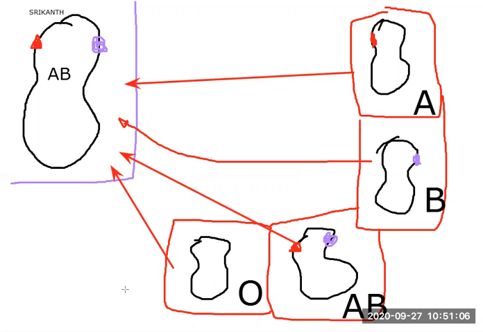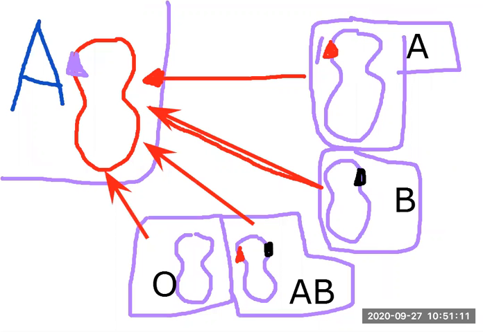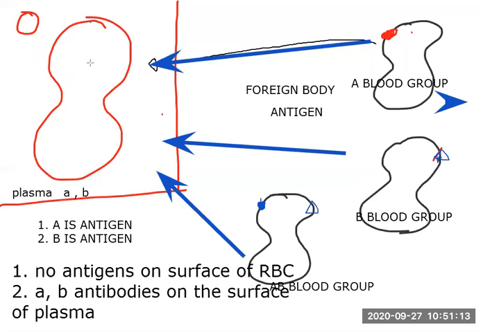Only two sugar polymers are there, A and B. From the beginning we are focusing on them only. A and B. O means nothing. There is zero. Okay, now let's come to the O.